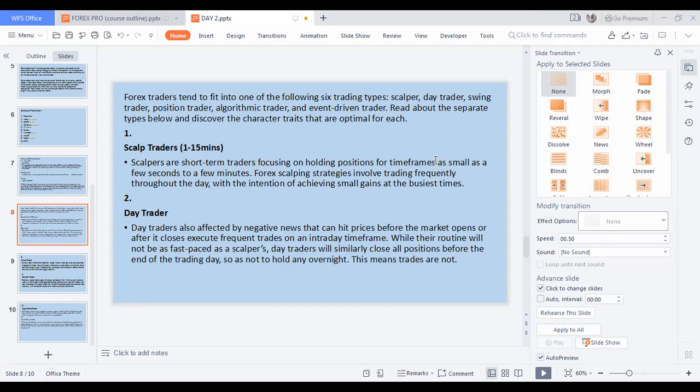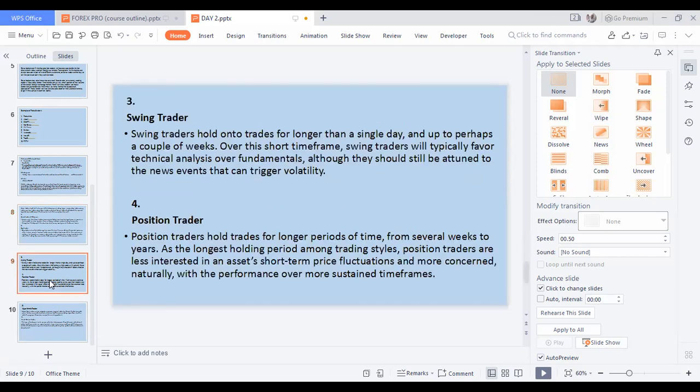Day traders are very similar to them. They also don't like to hold positions over to the next day. Are you okay? They like to trade and zoom off the market with immediate effect. Swing traders are traders that hold on to a trade for longer than a day.